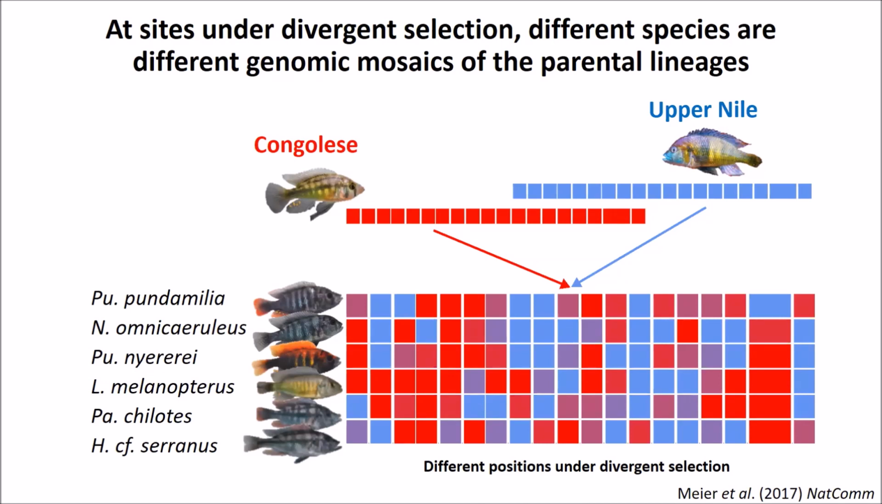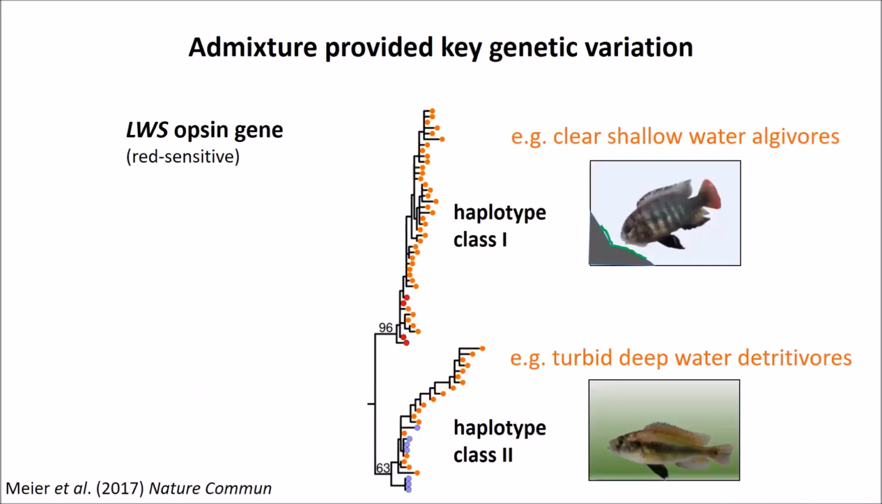And for some of these sites, we actually know what they do. One of them is the long-wave sensitive opsin gene, which is important for seeing red coloration, which is very important in Lake Victoria because the light regime becomes much more red-shifted towards deeper water. If we generate the tree at this region, there are two deeply divergent haplotype classes, one of which is associated with clear shallow water cichlids like algivores, and the other associated with turbid deep water cichlids like these detritivores.